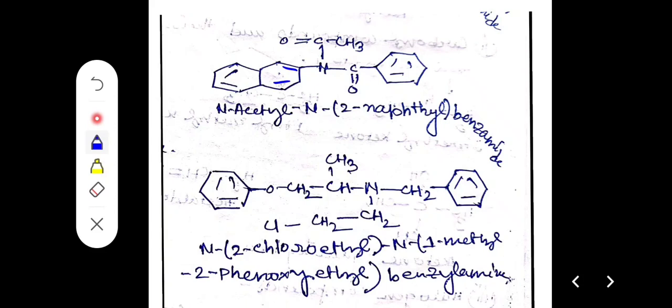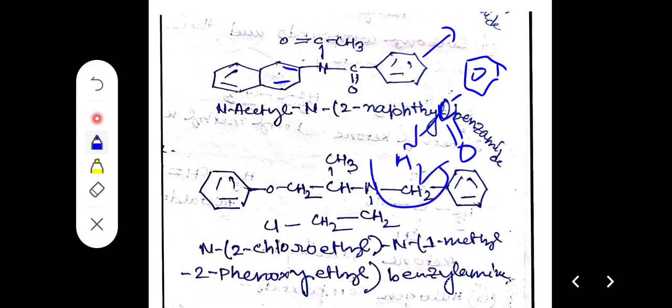And over the whole skeleton the simplest form is benzamide. Actually benzamide has the NH2 group, and this NH2 group is derivatized or substituted in this structure. Okay, actually their simplest form is what? That must be a benzene ring, that must be COO, this is C, and that should be NH2. Okay, now this NH2 is substituted by one acetyl, the other is 2-naphthyl.